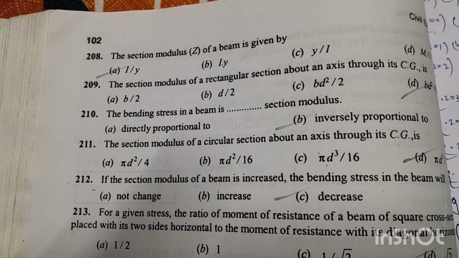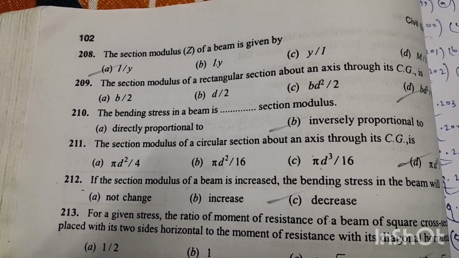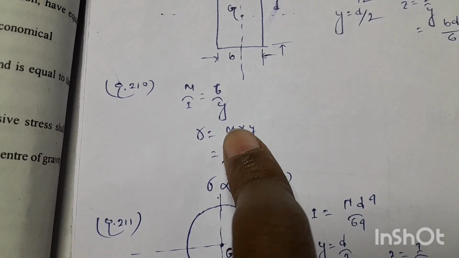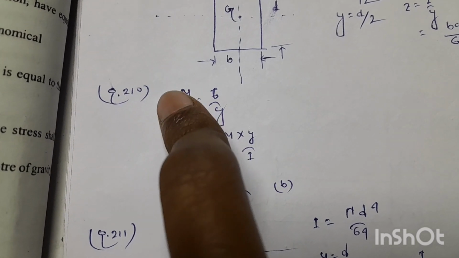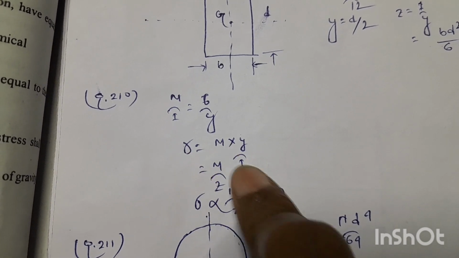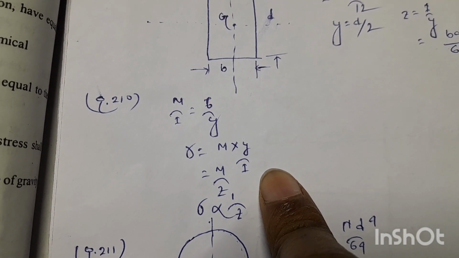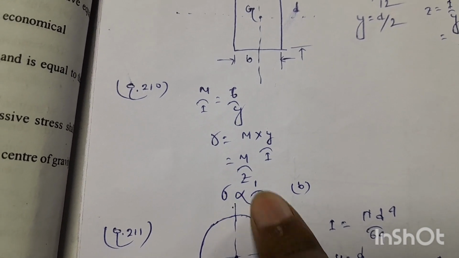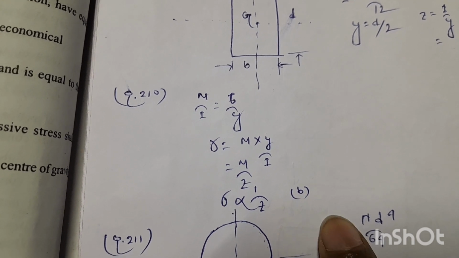Next, question 210. The bending stress in a beam is, option B is the correct answer, inversely proportional to the section modulus. We know M by I equal to sigma by Y. Sigma is the bending stress, Y is the distance between the CG of the section and the extreme fiber of the section, M is the bending moment, and I is the moment of inertia. So from here we get sigma equal to M into Y by I, and Y by I we know is 1 by section modulus. So we can write sigma equal to M by Z, and sigma varies as 1 by Z. We can say the bending stress in a beam is inversely proportional to the section modulus Z.